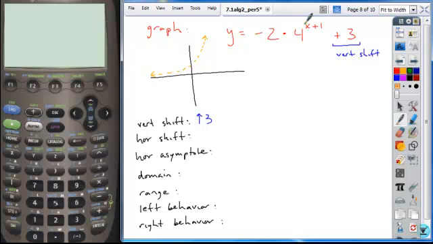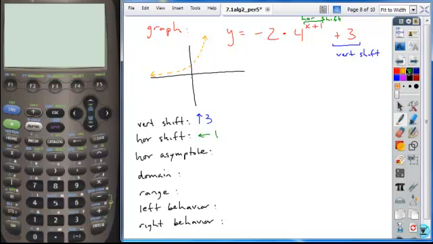The horizontal shift happens inside our function. In which direction is this going to go? To the left or to the right? You test it and see what value of x would give you a 0 in here. -1, so it's going to go to the left, the negative direction, 1. So we're shifting left 1.